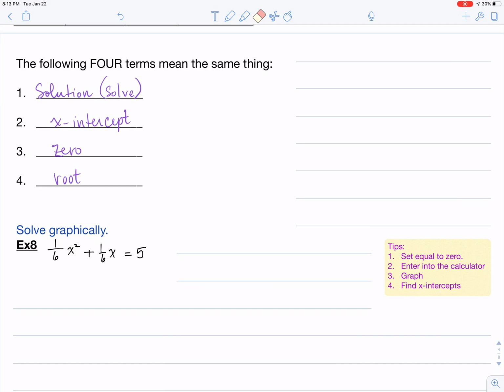So I could ask you to solve. I could ask you to find an x-intercept, find a zero, find the roots. And these are all going to mean the same thing.